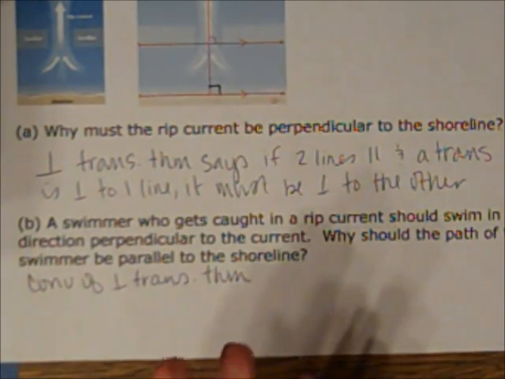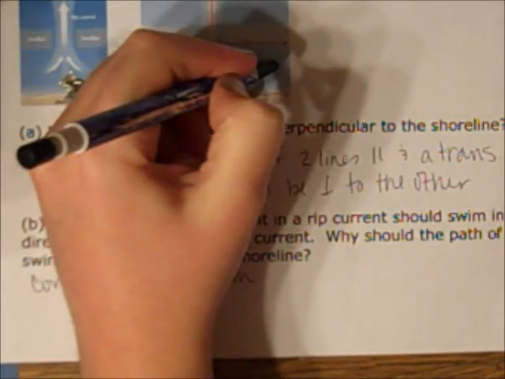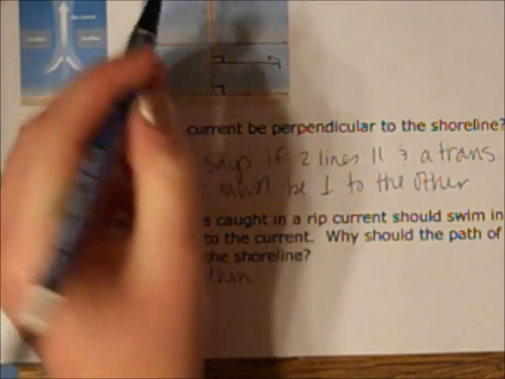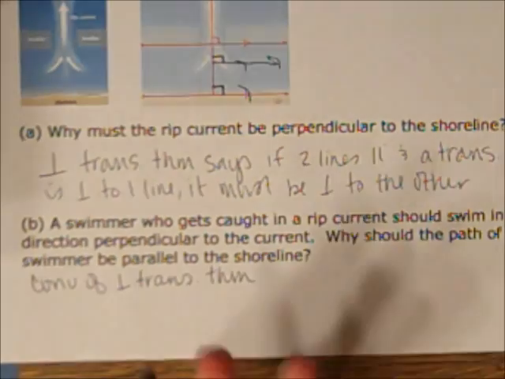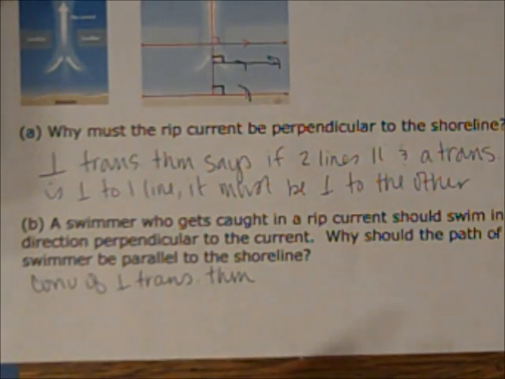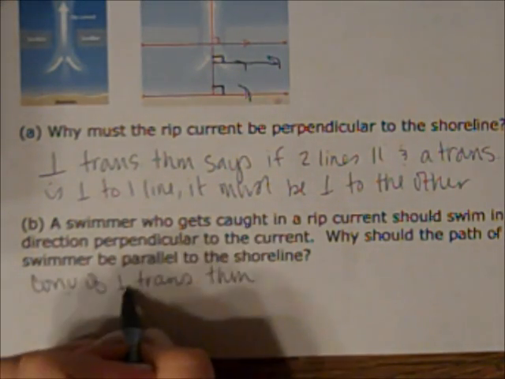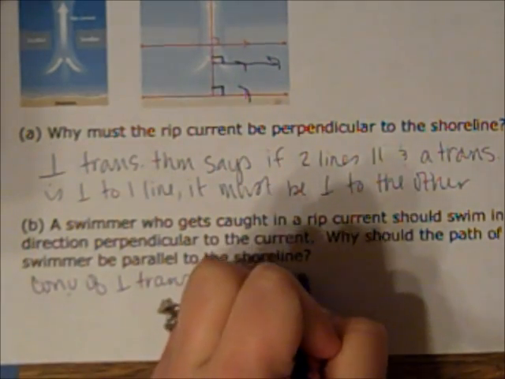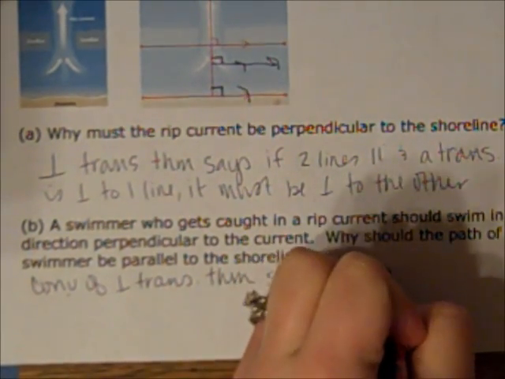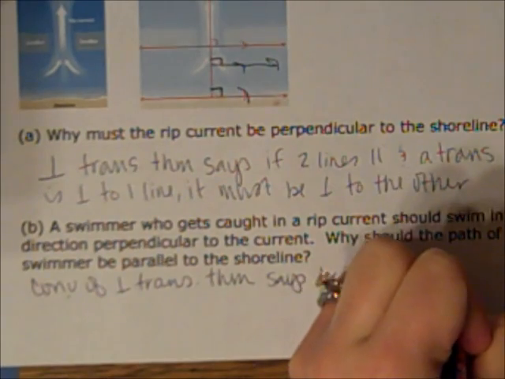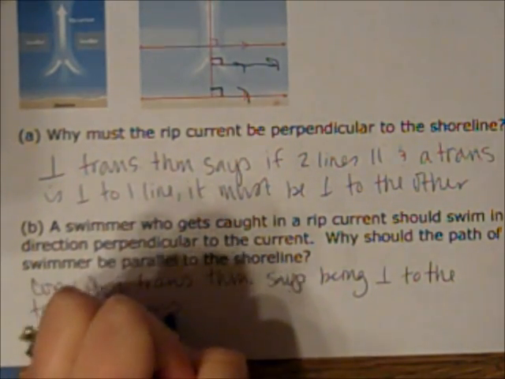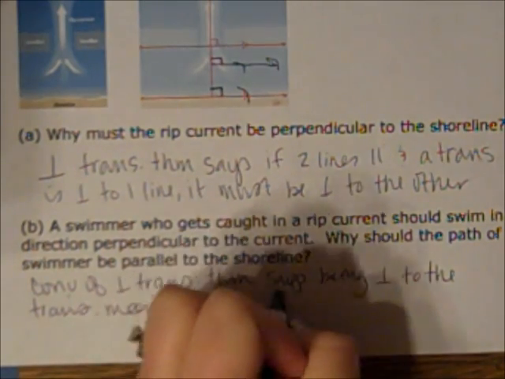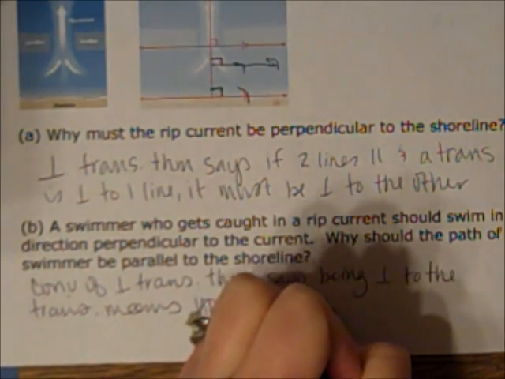Because that would say if I want to swim perpendicular to the transversal, that means I'm going to be headed this way. If I want to be perpendicular to the transversal, there's no other choice but for me to be parallel to the shoreline. So the converse of the perpendicular transversal theorem says being perpendicular to the transversal means you're parallel to the shore.